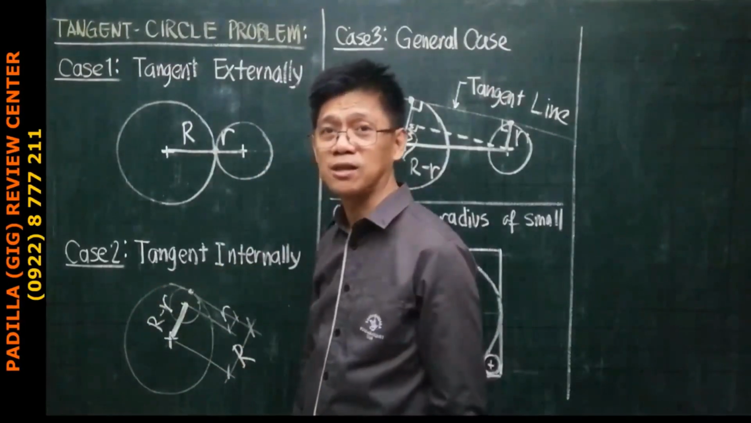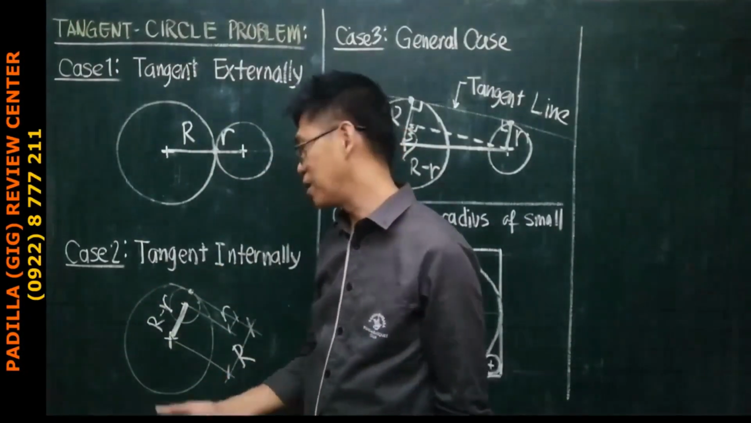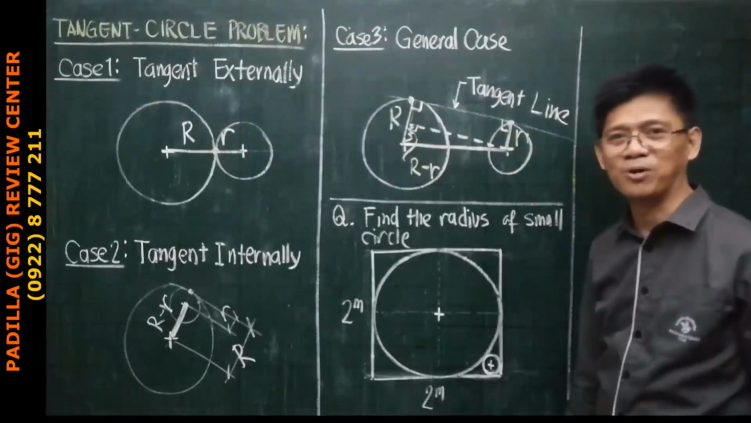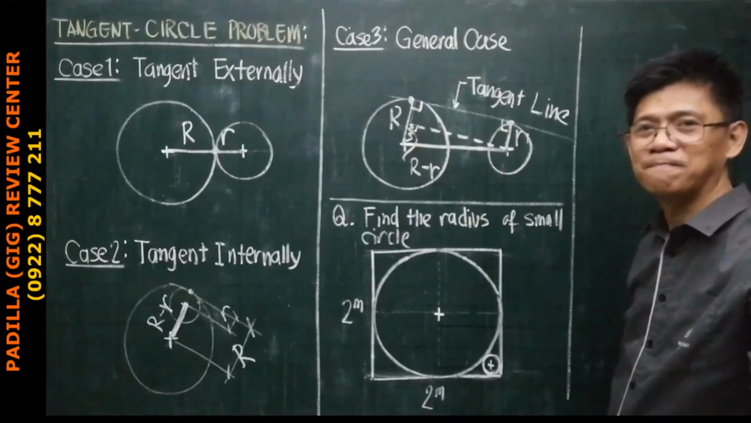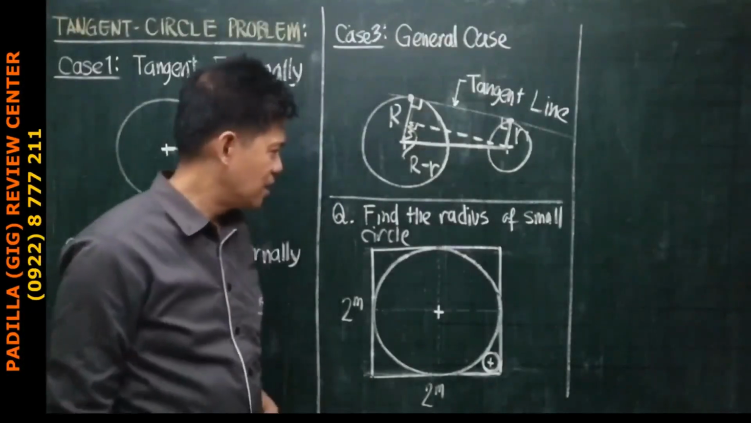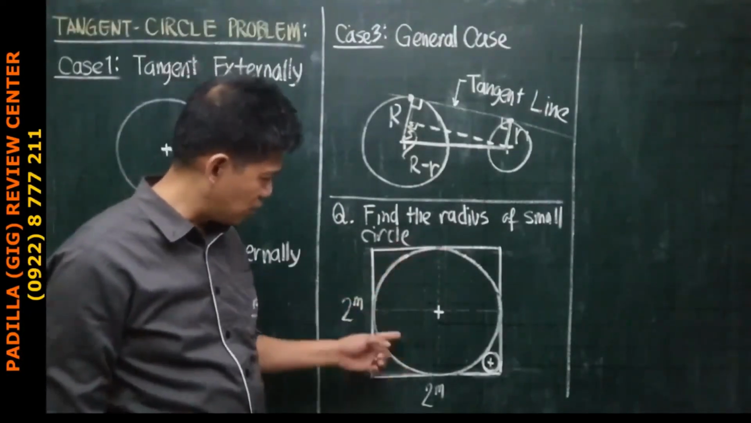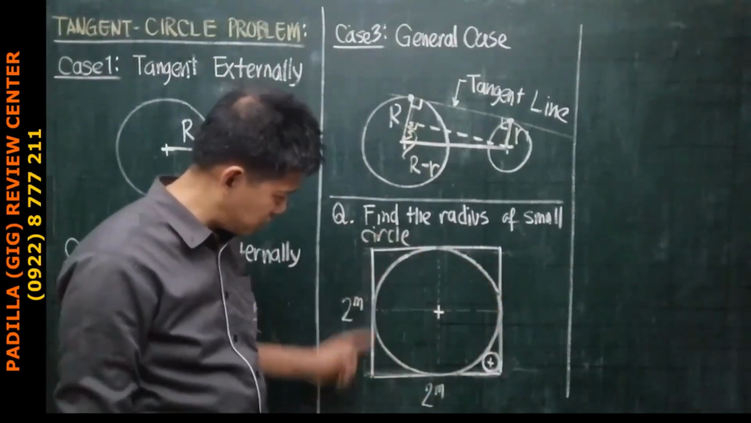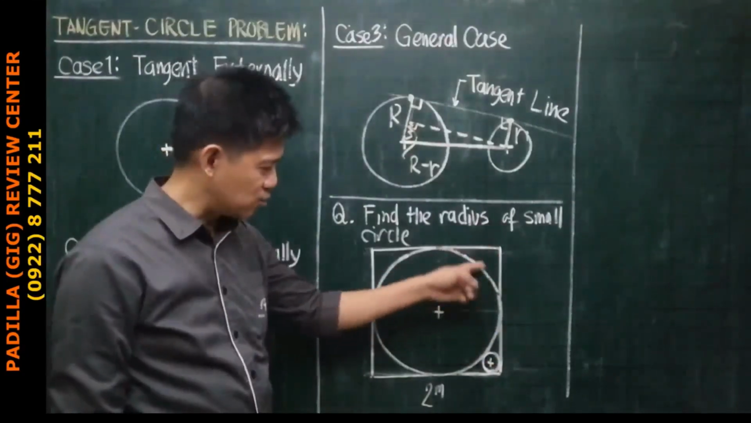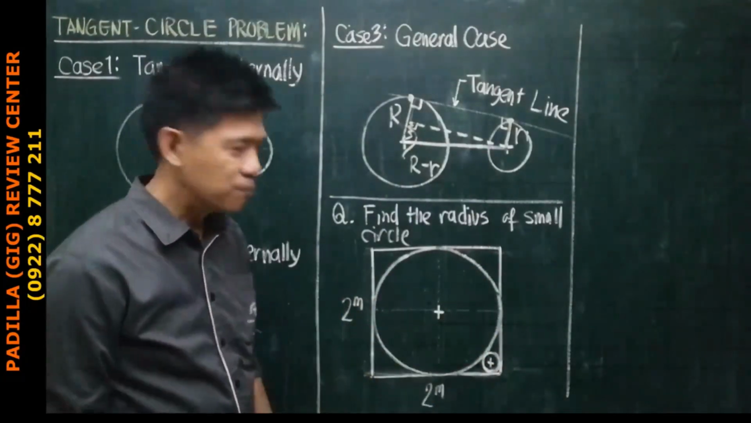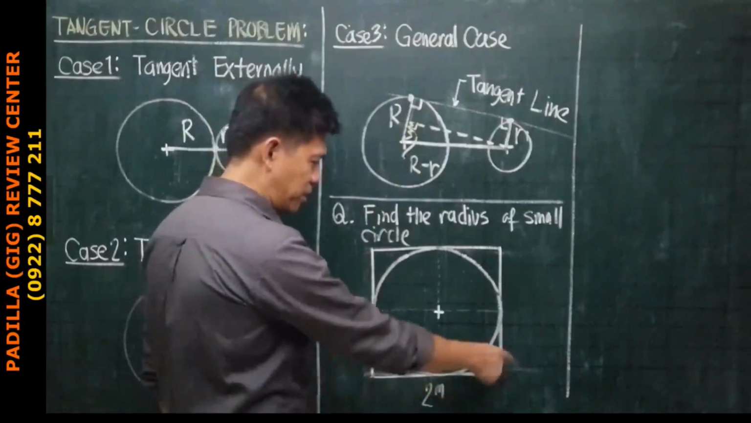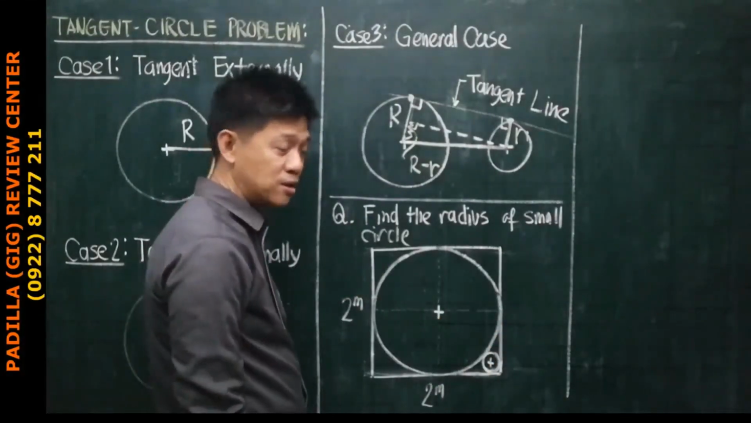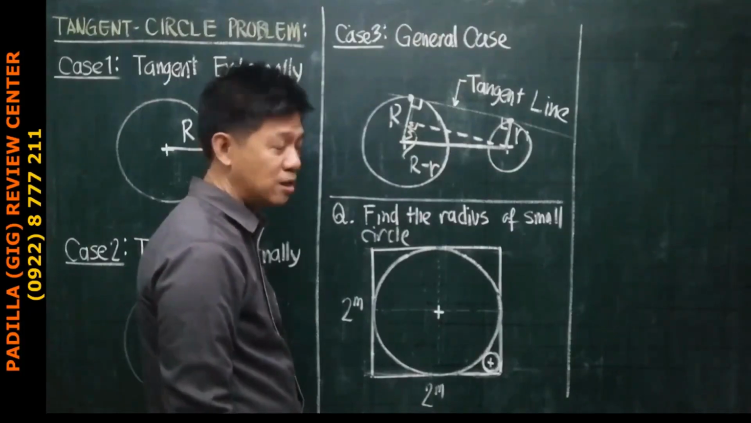Don't memorize it as a formula. Always remember it by the drawing or by the principle. Okay? Let us take this problem. We're asked here to find the radius of this small circle that is tangent both to this square and to this circle. Now, this is 2 meters by 2 meters square, meaning the diameter of the big circle is 2. The radius must be 1.